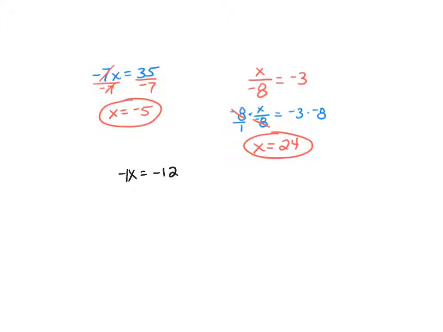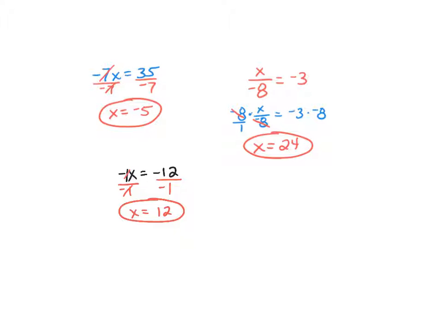So if I want to solve that just for x, I'm going to have to divide both sides by negative 1. When I do that, the negative 1 and the negative 1 on the left-hand side cancel. I'm just left with x. On the right-hand side, negative 12 divided by negative 1 gives me 12. So the answer is x is equal to 12.